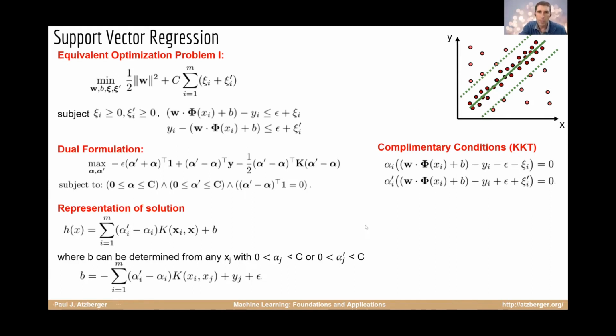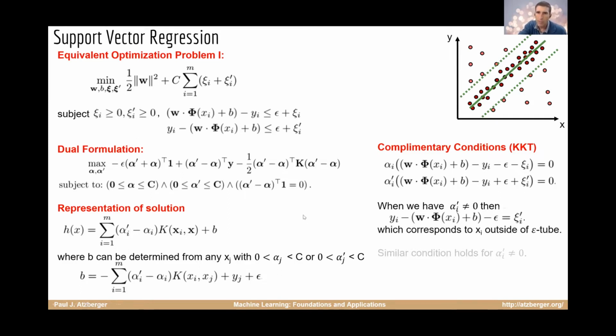So hence the name support vector regression. As I said before, when the alpha i's are not zero, then you have this equality constraint, which means that the xi's are positive, which means you're outside the epsilon margin. Similarly for alpha prime as well, and for all the xi's inside the tube, you're just going to have alpha i and alpha i prime equal to zero.